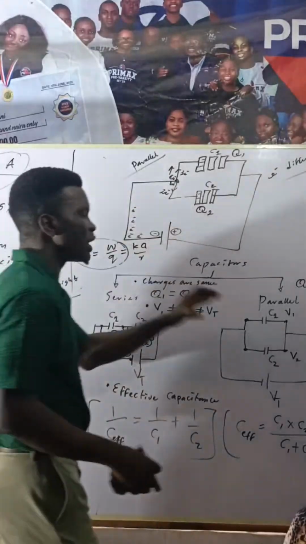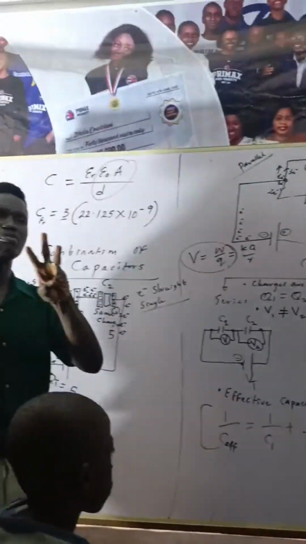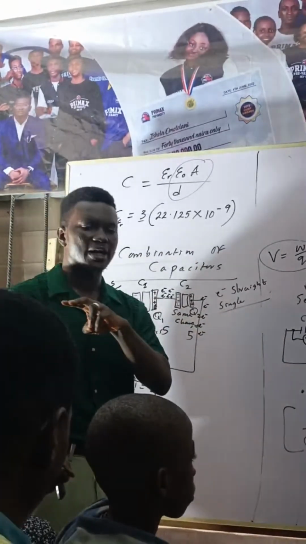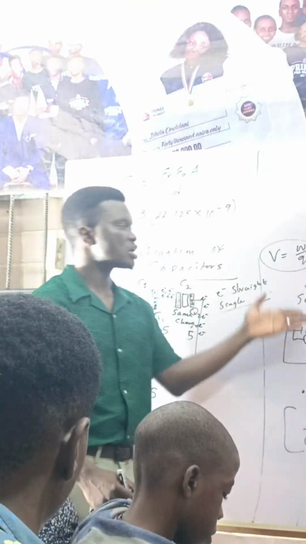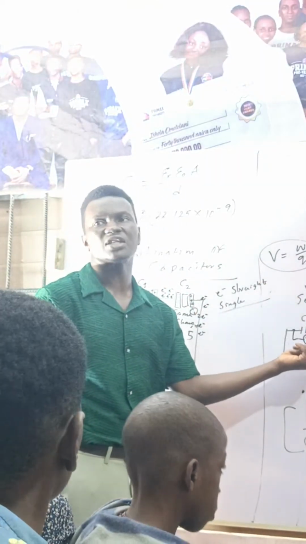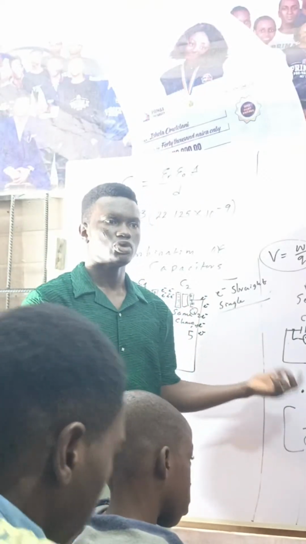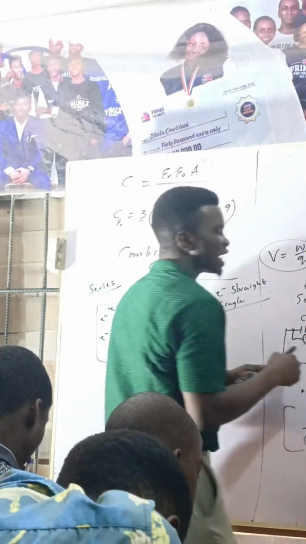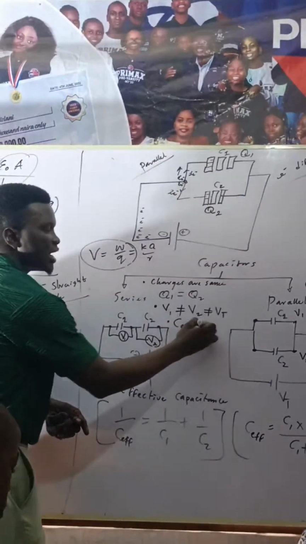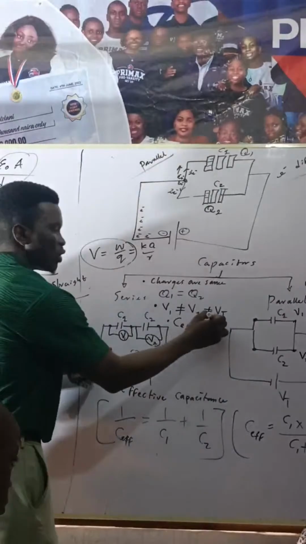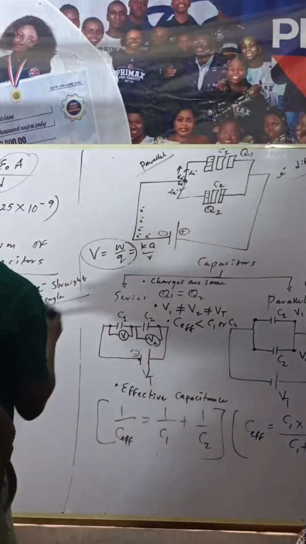So let's go on to parallel. The other time, I said I have 3 microfarad and 2 microfarad, and I need 5 microfarad. Do you think connecting them in series will make me get 5 microfarad? No. One thing you will notice again is that the effective capacitance is usually less than C1 or C2. Let me take an example on that quickly.